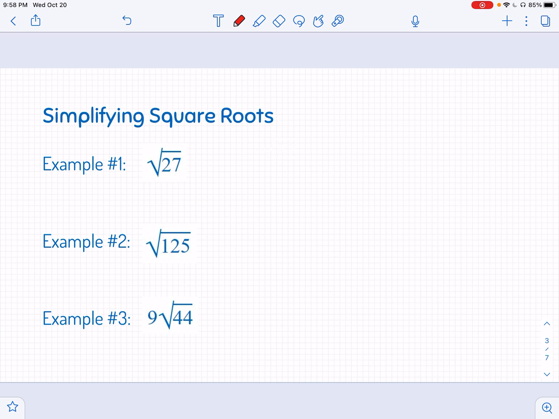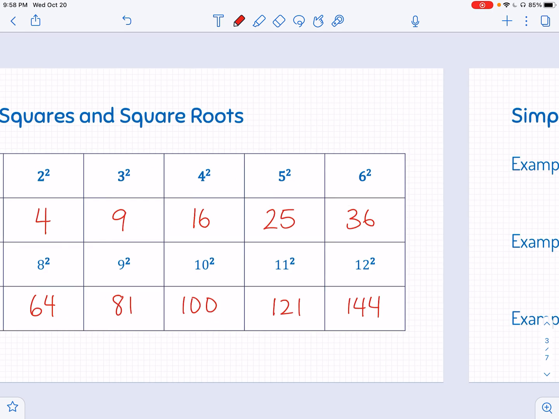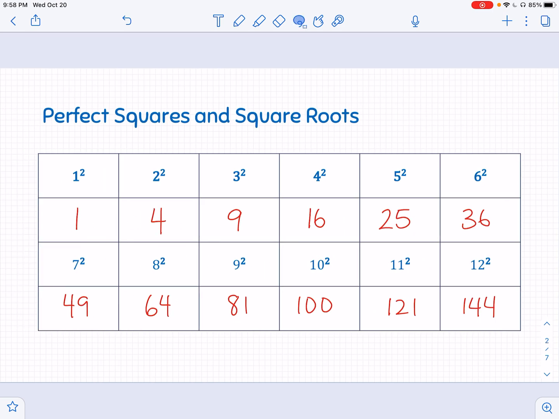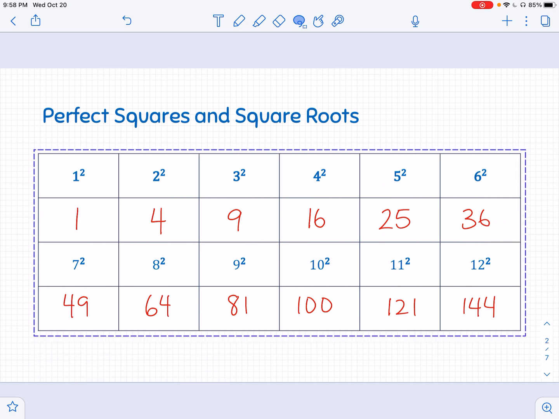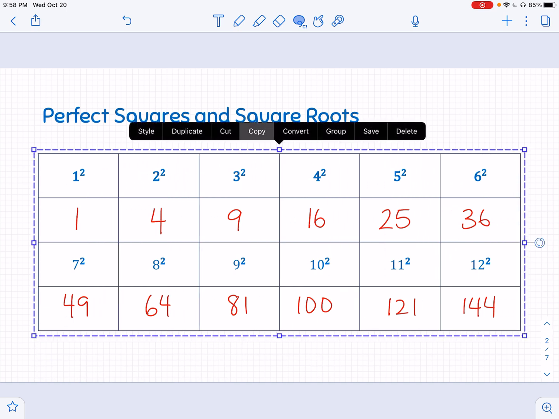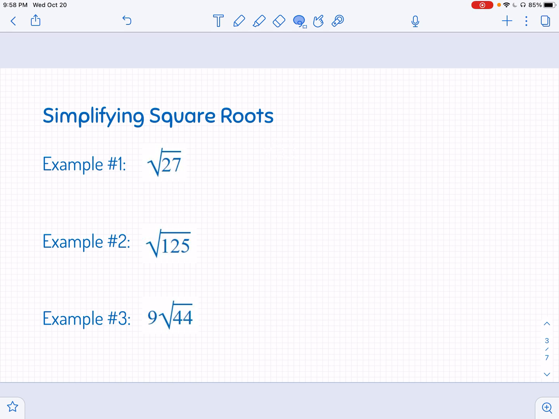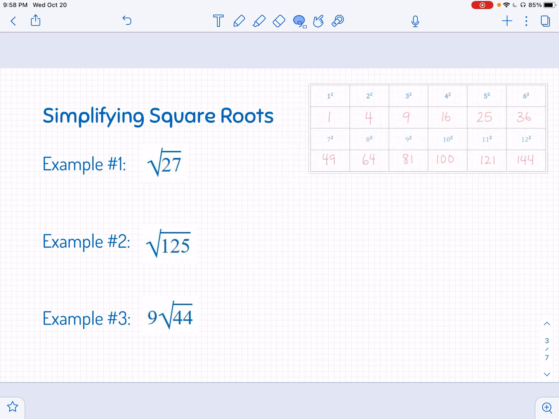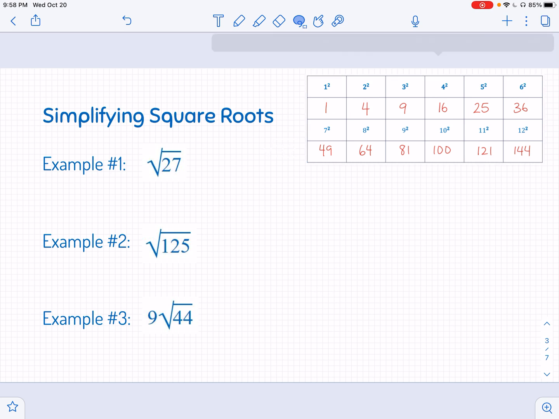So if you're thinking about that list, and in fact, let's just go back here and I'm going to cut and paste it for pointing purposes. Just going to put it up here for reference. So the biggest one of these numbers that divides evenly into 27 is 9. And sometimes kids will put 25 because it's smaller than 27, but 25 does not divide evenly into 27.